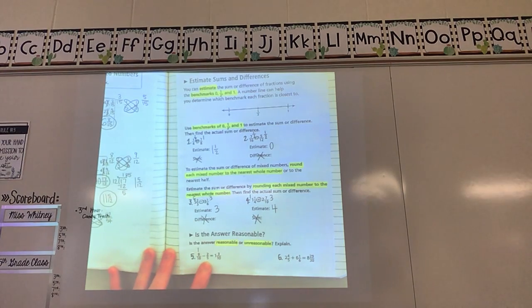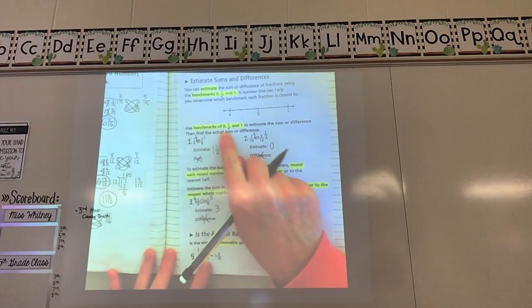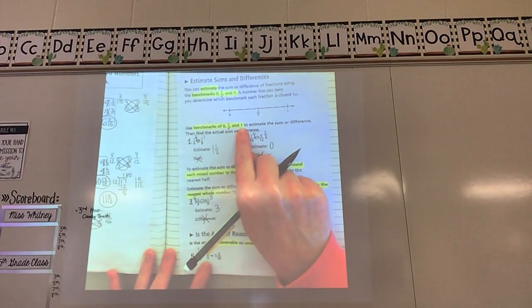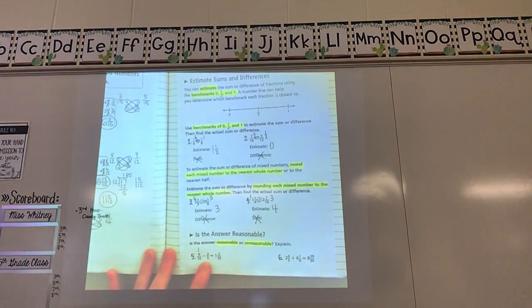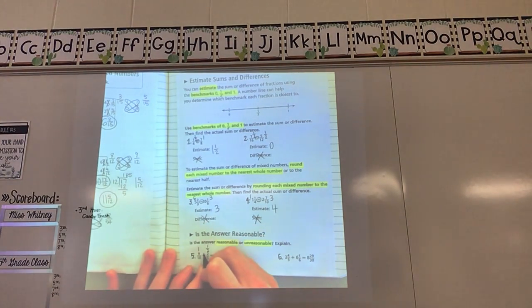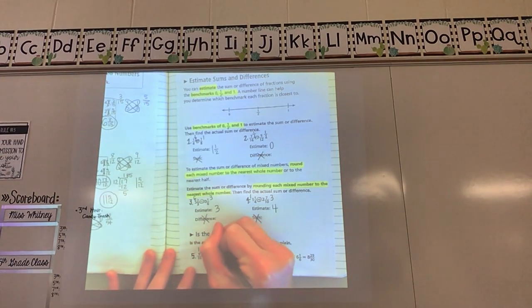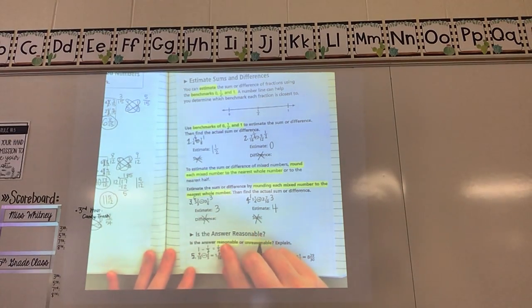Then go over here to my 2/5. So picture 2/5 of a pizza. Is that closer to 0, a half, or a whole? Well, when I picture 2/5, that's pretty close to half the pizza. I'm almost there. So that's a half. And I'm looking at my sign. It wanted me to subtract those. So 1 minus a half. What's a whole pizza minus half a pizza? That would be 1/2. So I say that their answer should be close to 1/2.